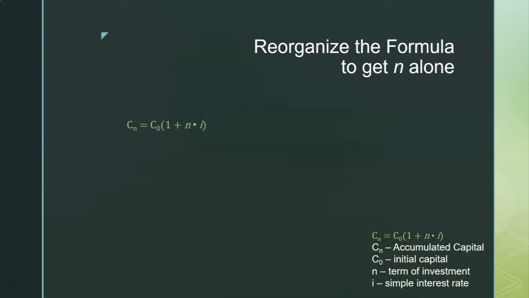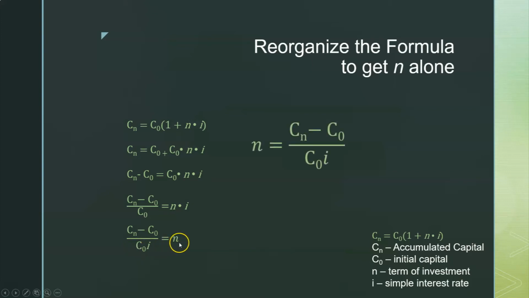We start with the original equation, then we multiply the initial capital times the 1 and times the n times i, then subtract the initial capital from both sides, then divide by the initial capital to remove it from here, and then finally we divide by i, and we end up with n equal to the accumulated capital minus the initial capital divided by the initial capital times the interest rate.